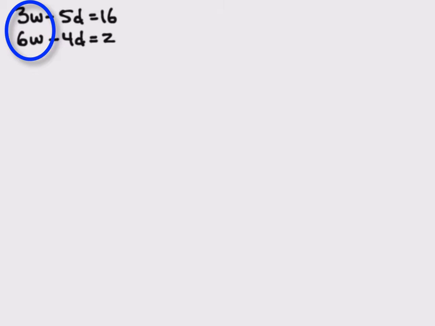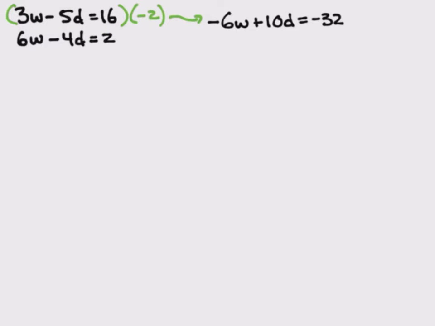Now let's just take a look at the 3w and the 6w for a moment. If this 3w were a negative 6w, we'd be home free, but we don't have one. Now, is there anything we could do to make that 3w a negative 6w? Well, let's look at our first equation. We know that given an equation, we are allowed to multiply both sides of that equation by the same number, and we'll get another true statement. Well, if we multiply both sides of this top equation by negative 2, then we'll have a negative 6w in this equation and a positive 6w in the other.